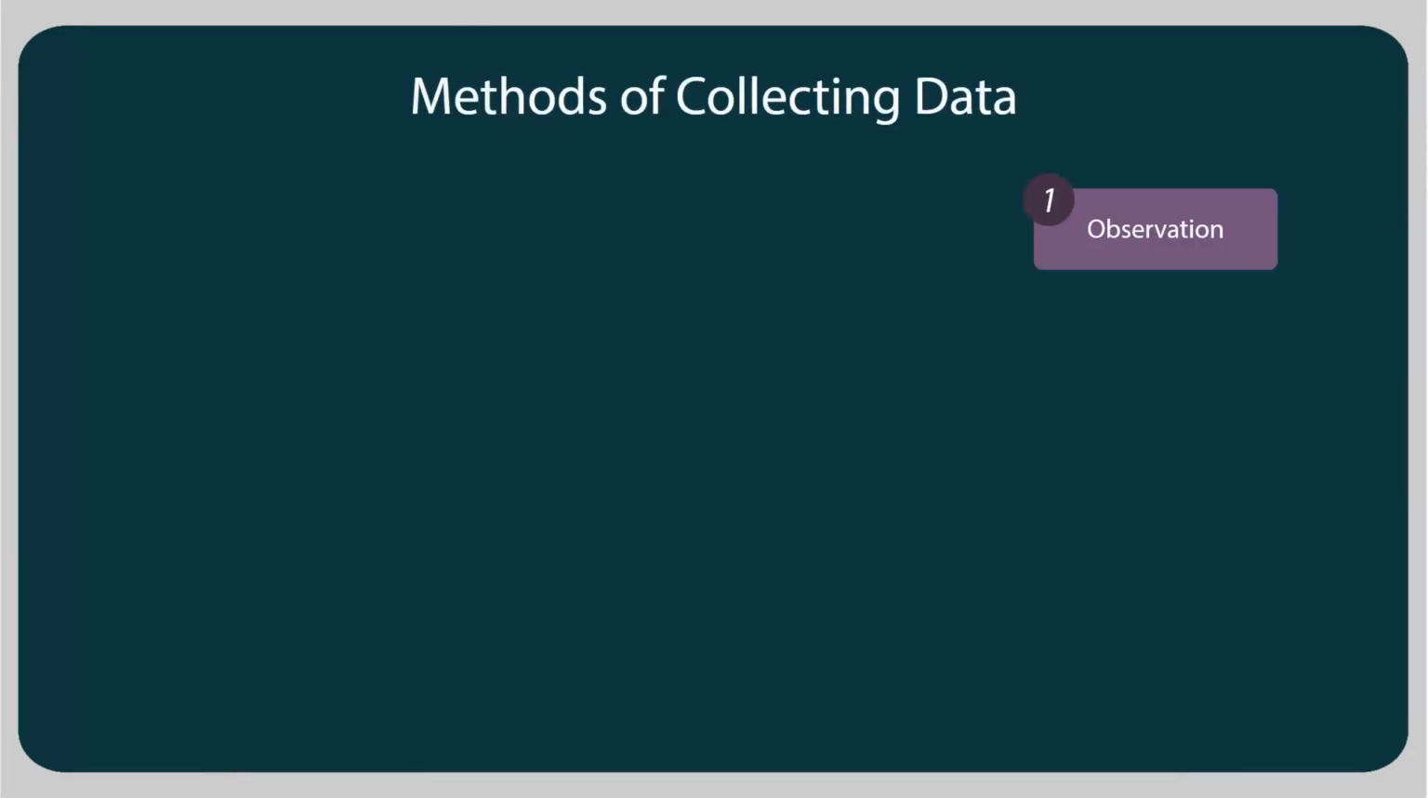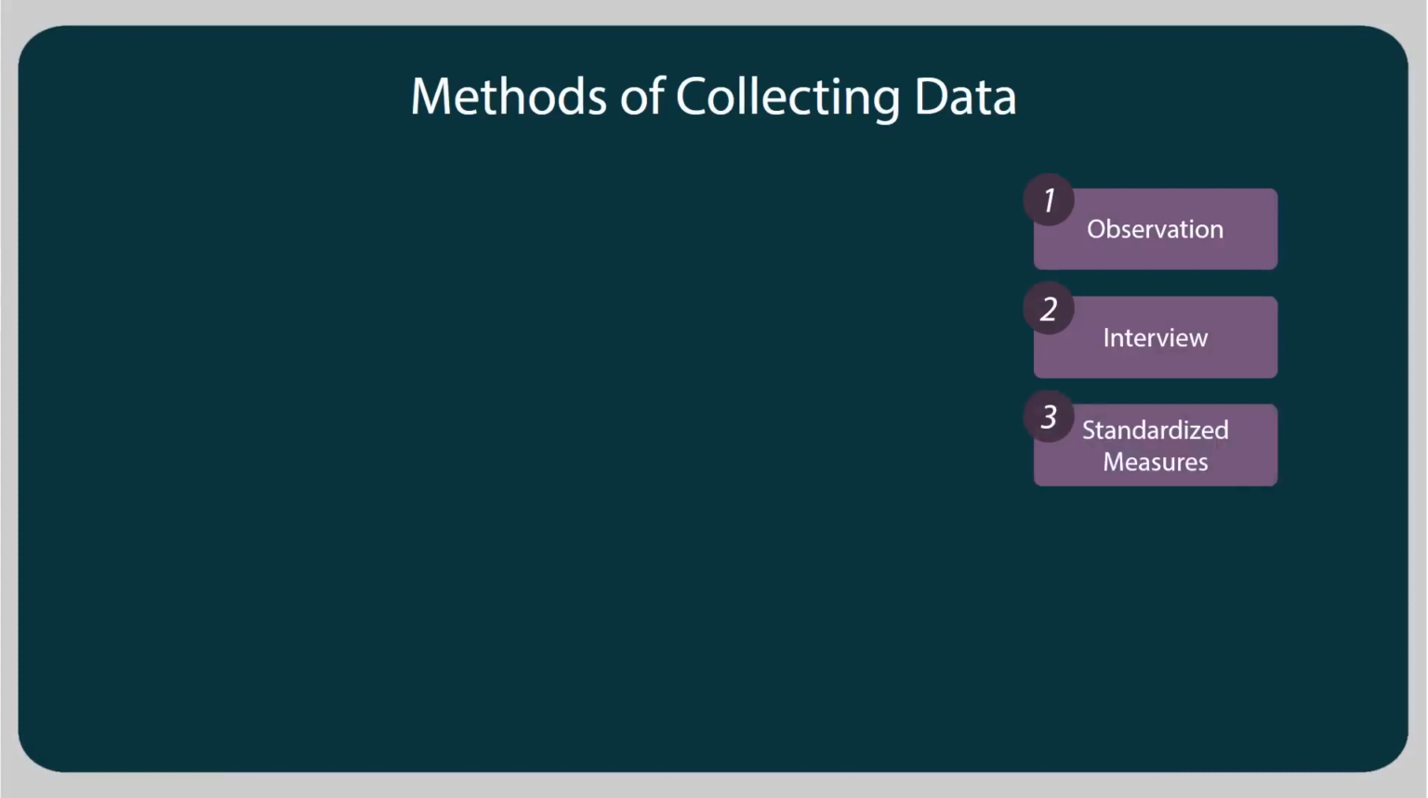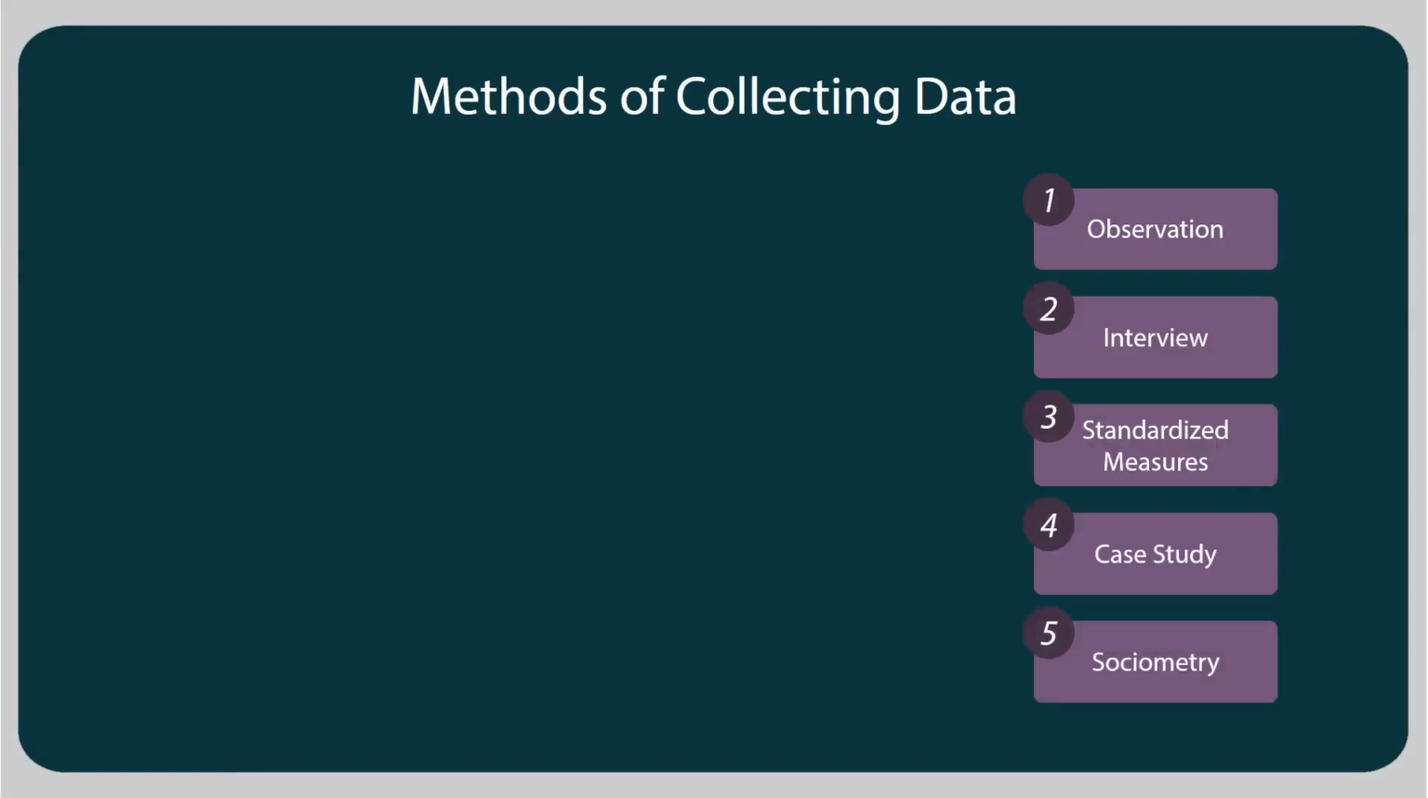Well, as I said earlier, observation, interview, standardized measures, case study, sociometry, and so many more methods are used for collecting data in social science research. Just imagine a hunter going to a forest with a quiver of arrows. In fact, the first arrow which a social science researcher should use for getting the information is undoubtedly observation.